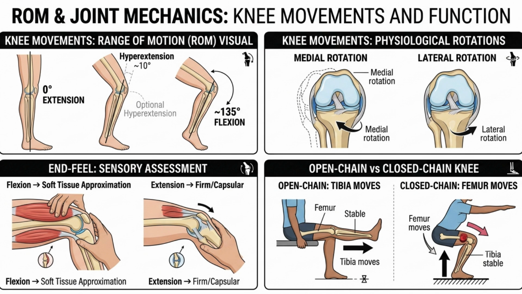The end feel also changes with movement. During flexion, the end feel is generally soft because of tissue approximation. During extension, the end feel is firmer because of capsule and ligament. In open chain movement, the tibia moves relative to the femur. In a closed chain movement, the foot is fixed and the femur moves relative to tibia. These distinctions become particularly important when discussing the screw home mechanism.